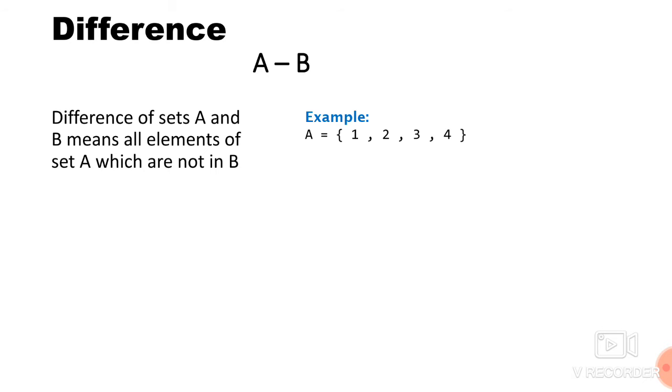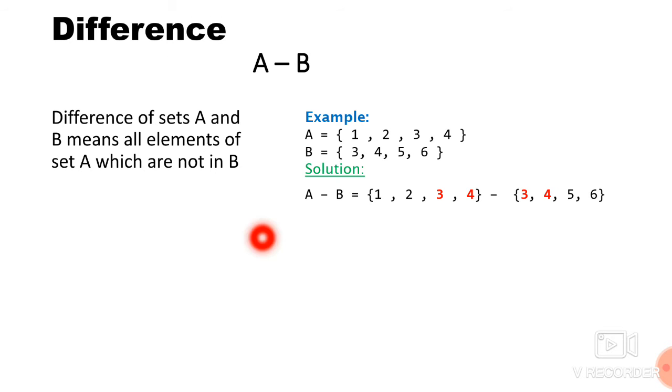Take an example. Set A includes 1, 2, 3, 4, set B includes 3, 4, 5, and 6. Now we are finding the difference of A and B, A minus B. Set A has 1, 2, 3, 4. Set B has 3, 4, 5, 6. We have to find the difference. So cancel out the common elements.